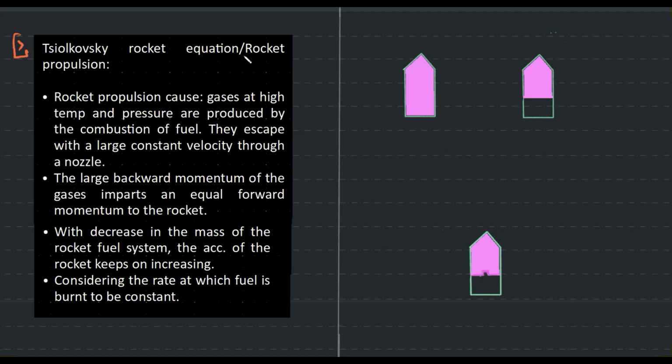Let's look at rocket propulsion. How is a rocket pushed up? That's what we're looking at. So I'll explain what exactly we are doing over here. First, for that, we have to go to the diagram.